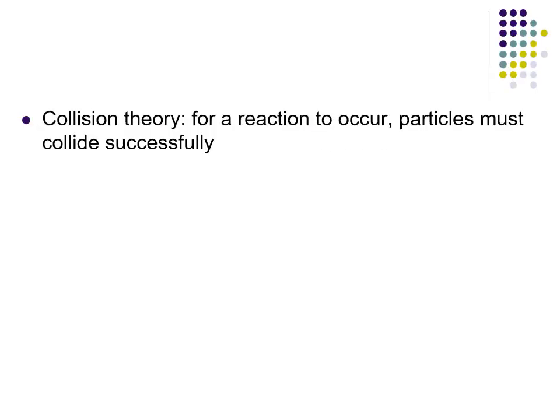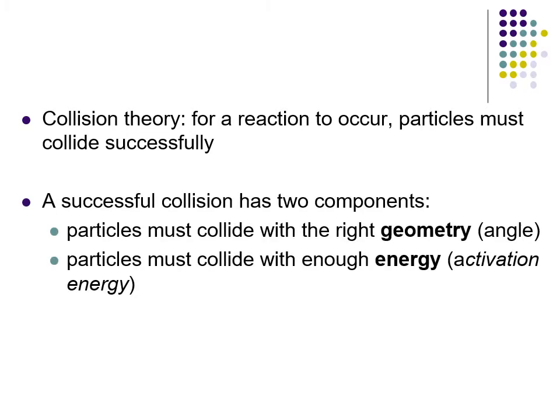So collision theory is essentially saying that for a reaction to happen, you're going to have these particles collide with each other successfully. And in order for this collision to be successful, there are two things that have to work out. One of them is the geometry, so it has to have the correct angle. You can think of a molecule as being turned in different ways. It has to be facing the right direction when it collides with the other one.